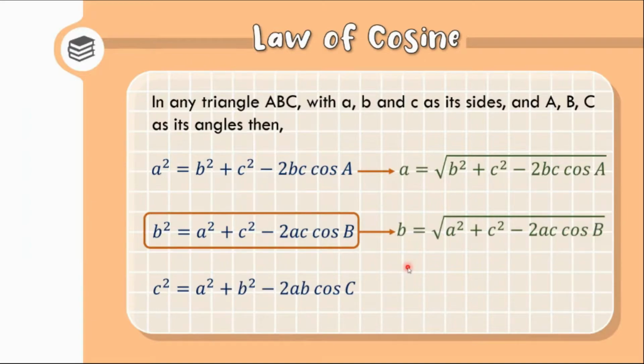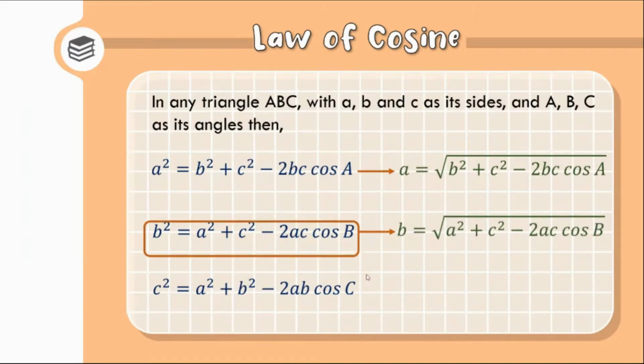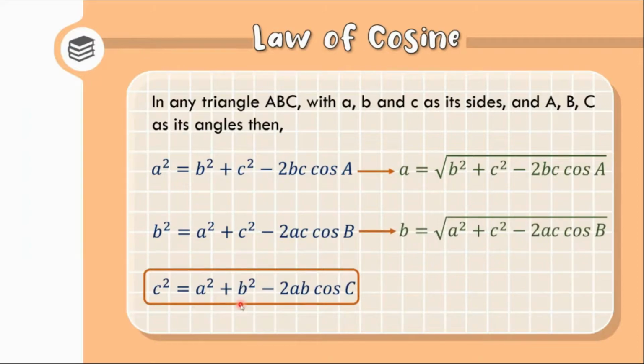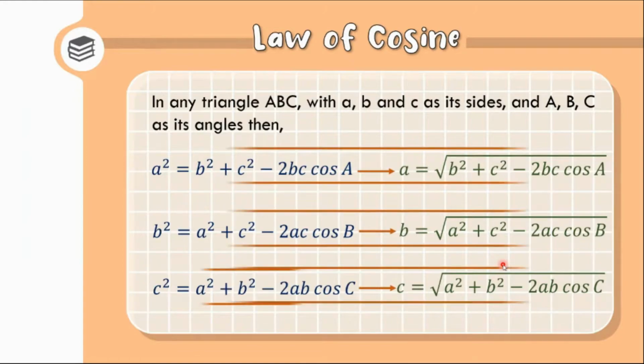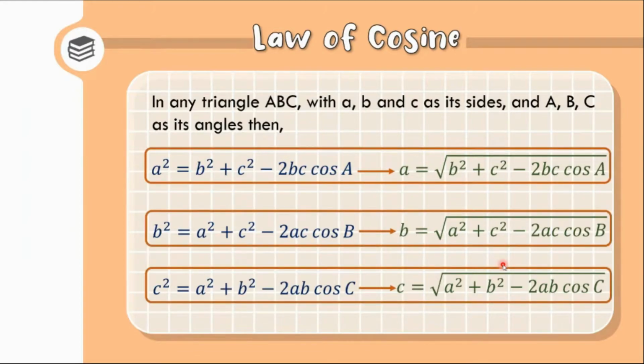This time, what if the length of side c is missing? With that, the length of side a, the length of side b, and the measure of angle C should be known, so that the length of side c can be solved using this equation. c is equal to the square root of a squared plus b squared minus 2ab cosine C. Please remember this as we solve the following example.